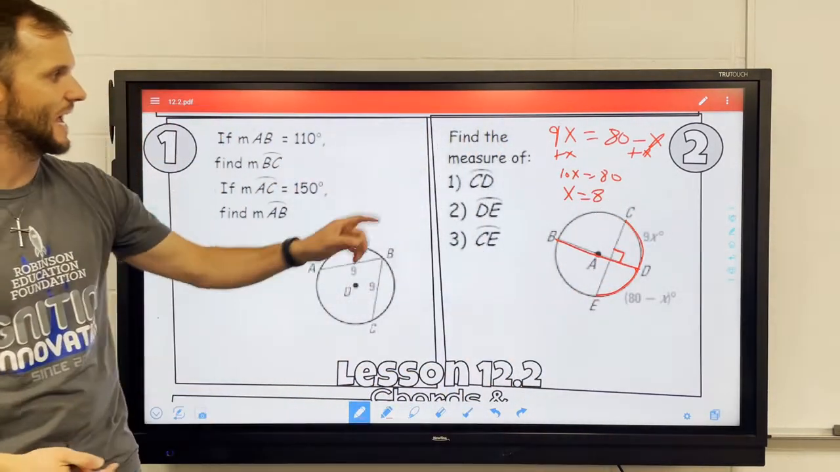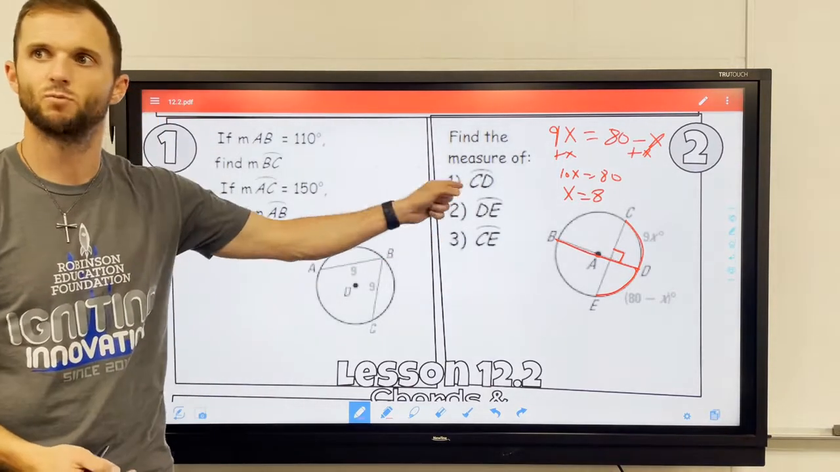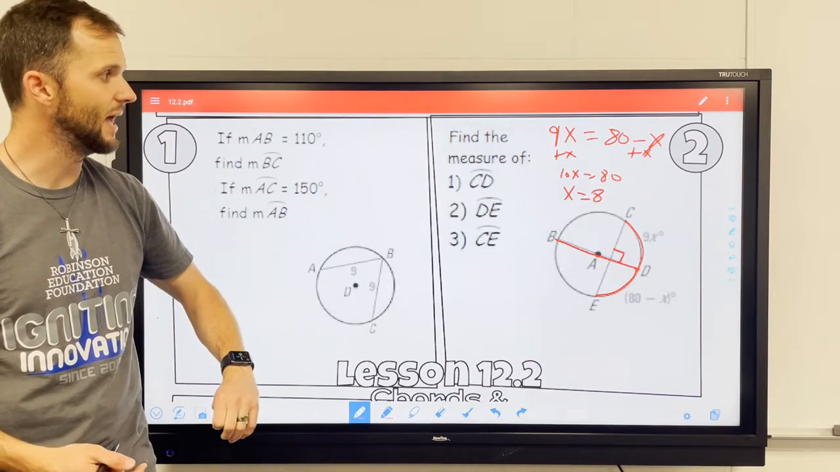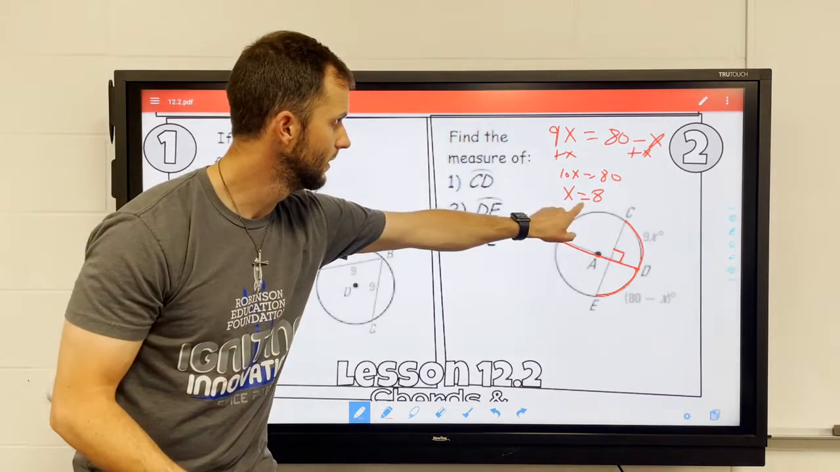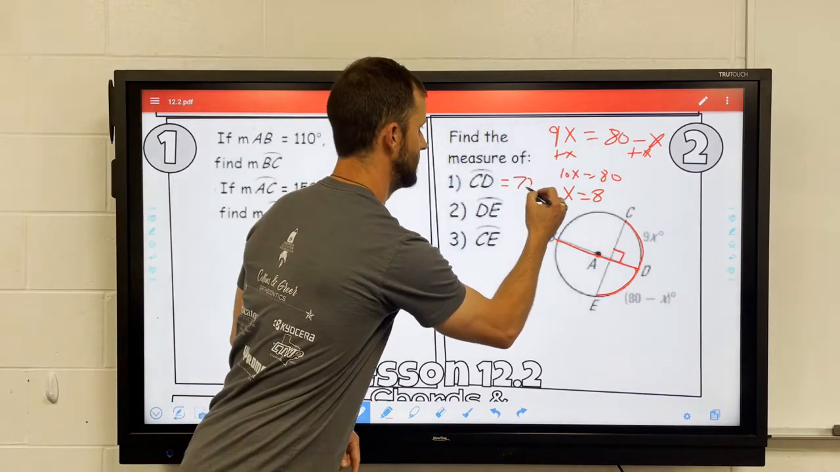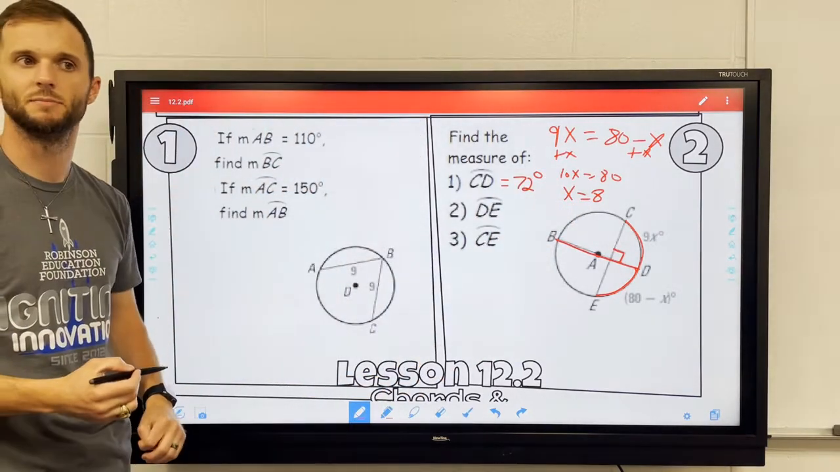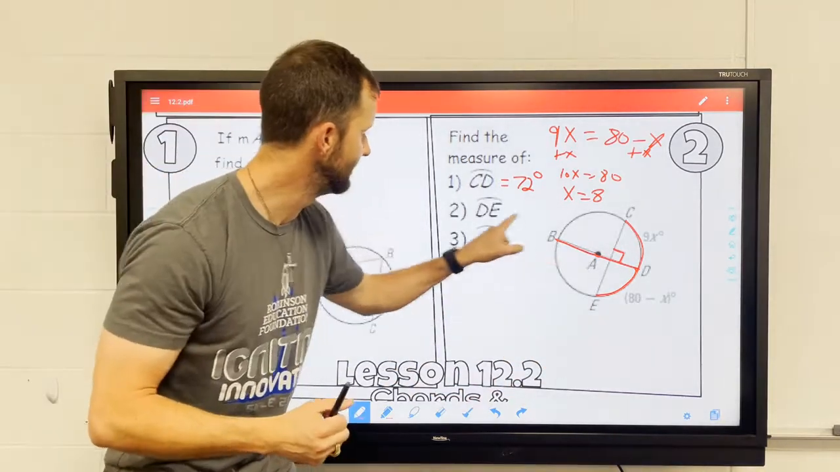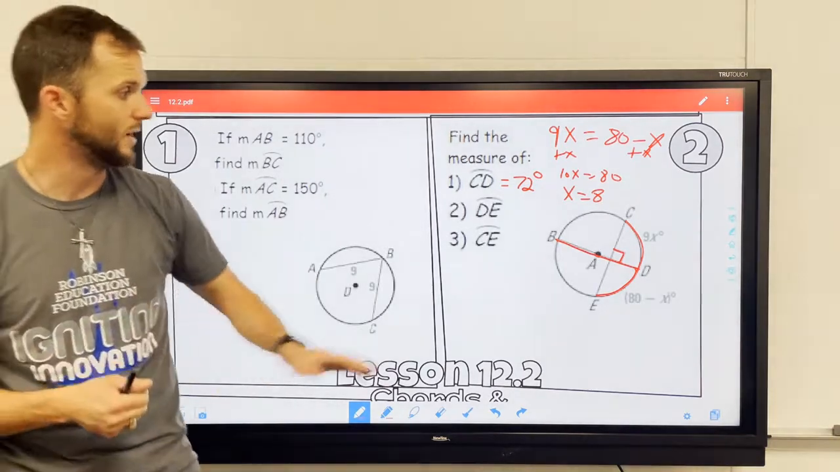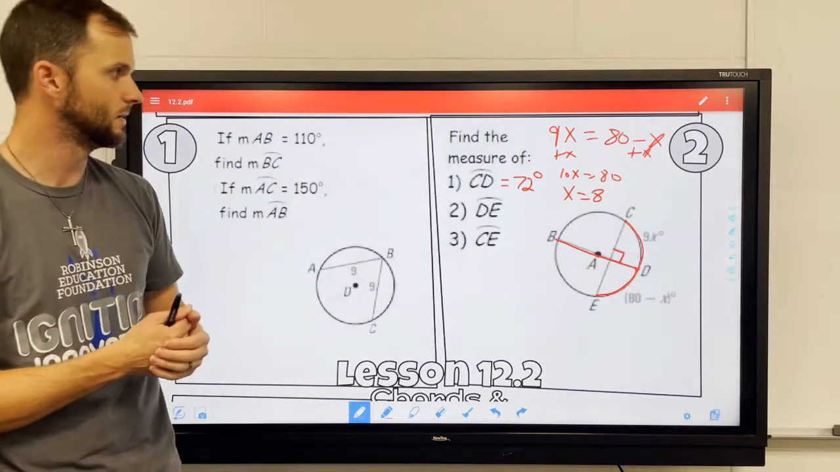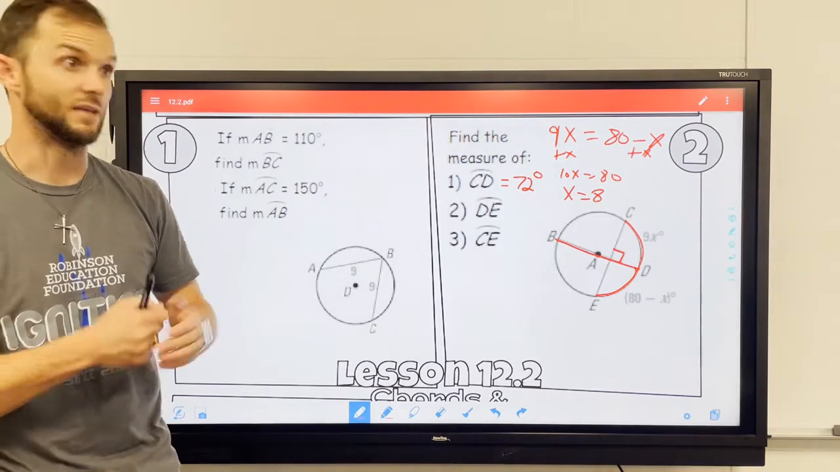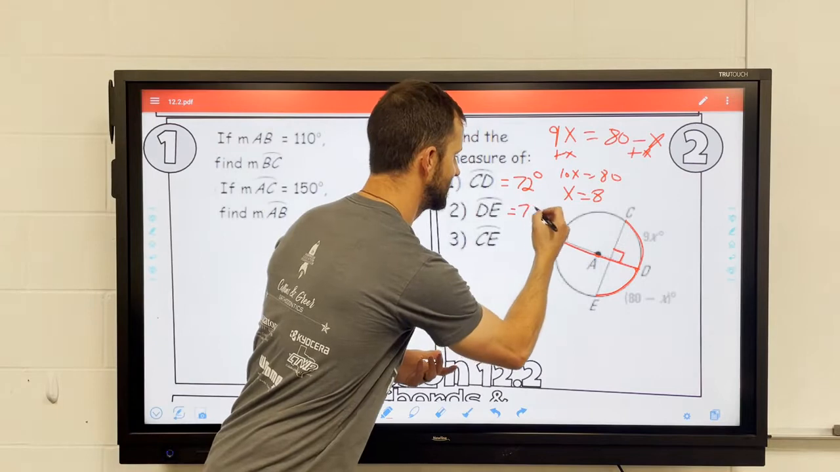Now it's asking, what is CD? What is representing CD? 9x. So what is x again? 8. So what is 9 times 8? 72. 72 degrees. Done. Now I need to find DE. What's representing DE? 80 minus 8, which is 72. It's going to be the same thing. Y'all know they're the same, right?